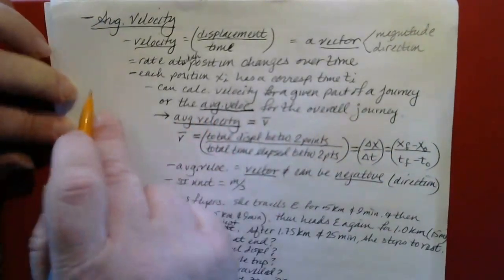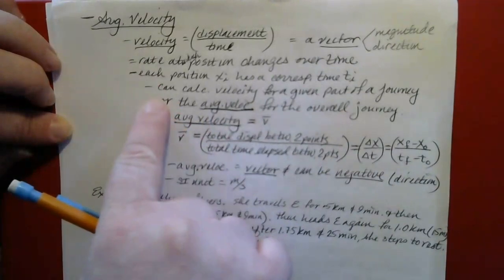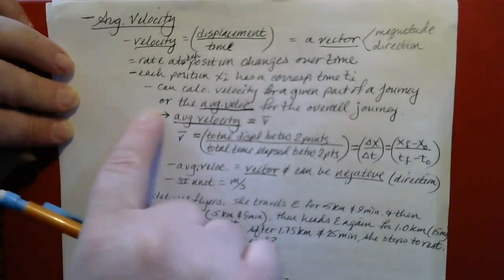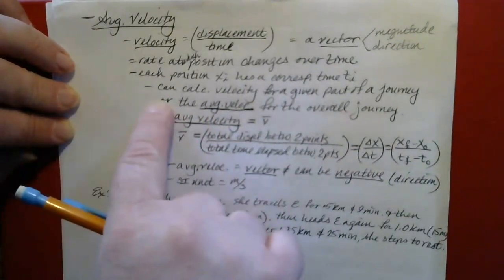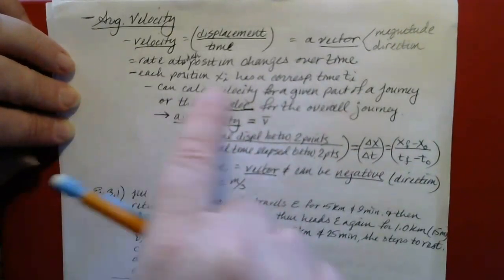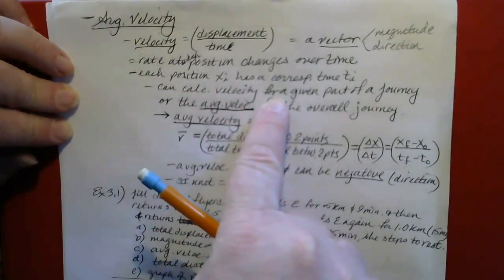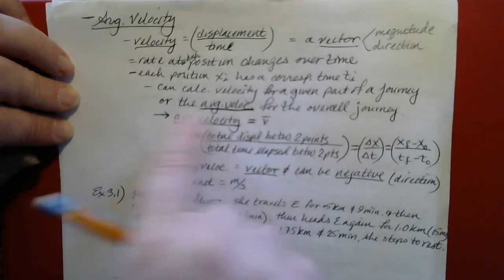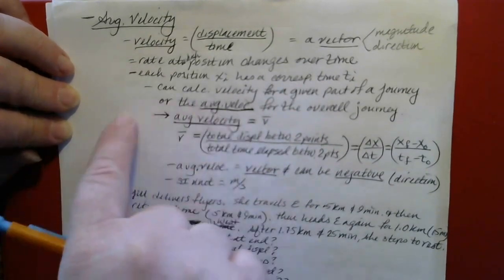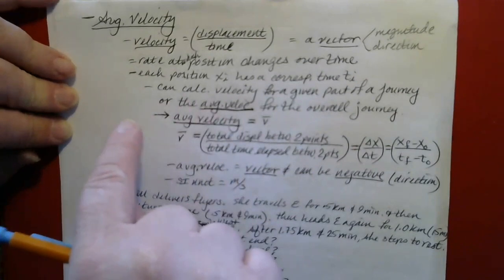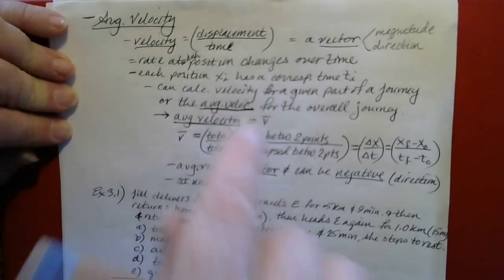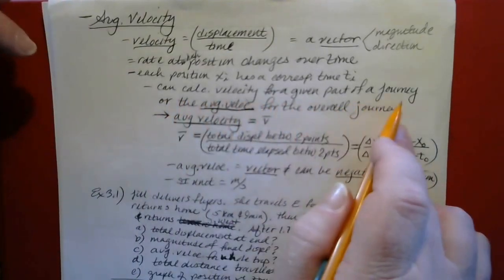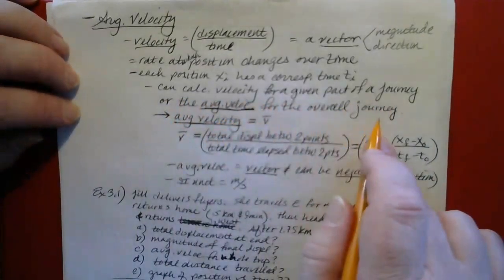So if the object moves from point 1 to point 2 over a certain period of time, we can calculate the velocity for that part of the journey. If it then moves to point 3 over a certain period of time, we can calculate the velocity for the entire journey from point 1 to point 3, or we can calculate it for just the part from point 2 to point 3. So we can calculate the velocity for a given part of a journey or the average velocity for the overall journey.